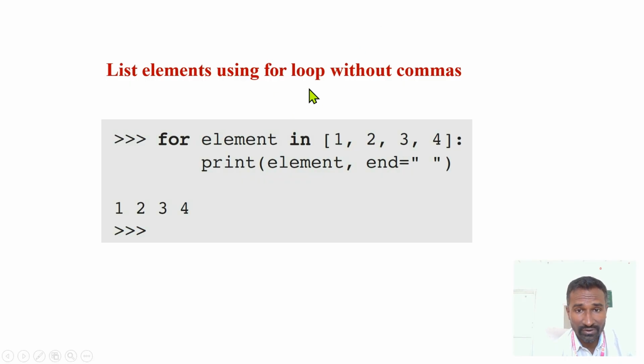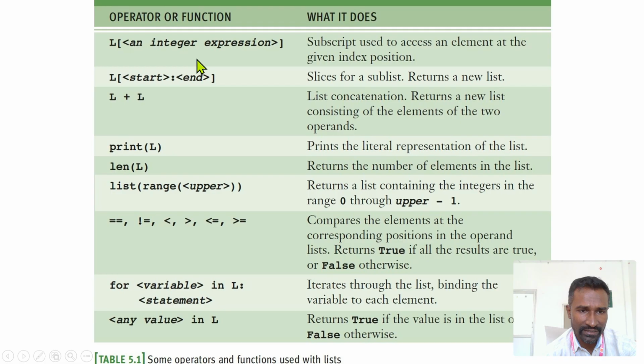For loop without commas: if we want to display the output in a for loop without commas, we can use the syntax end equal to a string. For example, for element in the list 1 2 3 4, print element, end equal to a space. A space, or an at symbol or dollar, whatever symbol you want, can be placed here in place of commas. Here I mentioned a space, so the output will be displayed as 1 space 2 space 3 space 4.